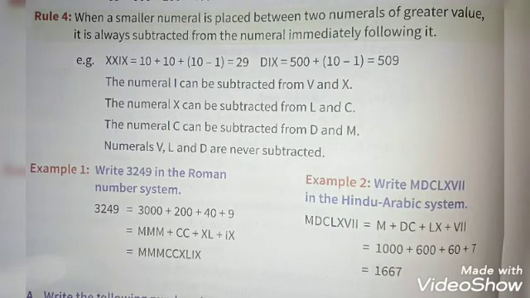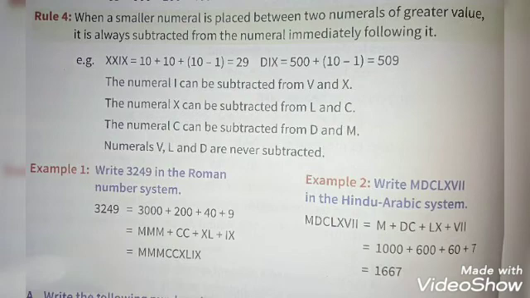XXIX. 10 plus 10. XX means 10 plus 10. IX means 1 and 10. So from that last 10, I means 1 will be subtracted. So 10 plus 10 plus 9. Because 1 is subtracted from the last X. It will be 29. DIX. D is 500, I is 1, X is 10. Again, this IX means from 10, 1 will be subtracted. So 500 plus 10 minus 1, 509.